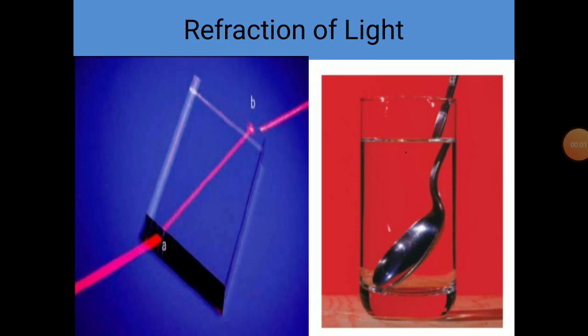Good morning, students. In this video lesson, we are going to start a new chapter, Refraction of Light. In your previous class, you learned about a phenomenon related to light, that is, reflection of light. When light falls on the surface of an object and turns back, the phenomenon is known as reflection of light. We all know that light travels in a medium in a straight line path.